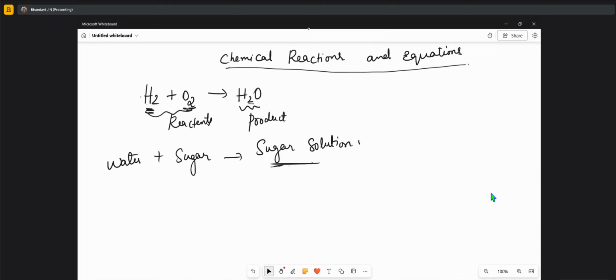Here, only the sugar becomes very small particles, and it is dissociated and sits in the intermolecular spaces in the water. That's it. It does not combine with the water. Whereas hydrogen plus oxygen combine to form a new product, water.